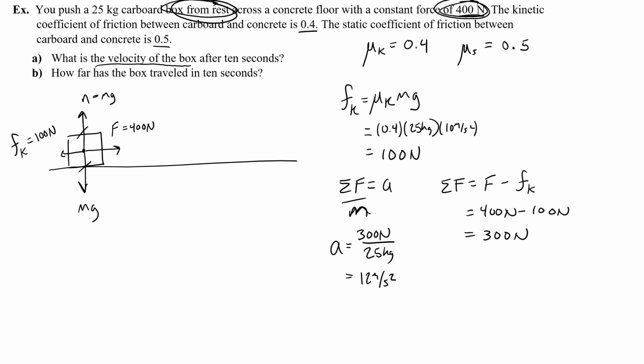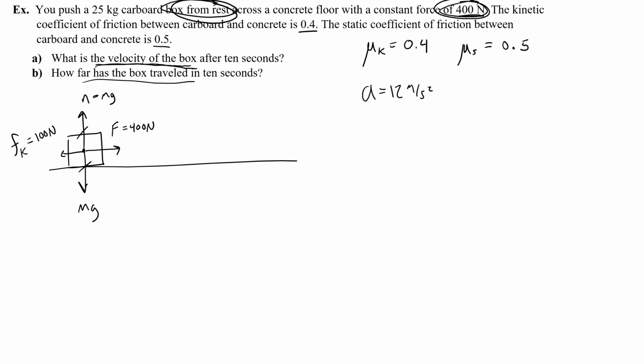Okay, great. Now that I've found the acceleration, I can start looking at my motion equations to see which one I need to use to find the velocity of the box after 10 seconds and how far the box has traveled in 10 seconds. Again, I'm going to clear up some space so it's easier to see what I'm doing and erase a few things. Okay, and we need to remember that the acceleration we found is 12 meters per second squared. So now let's focus on this box.